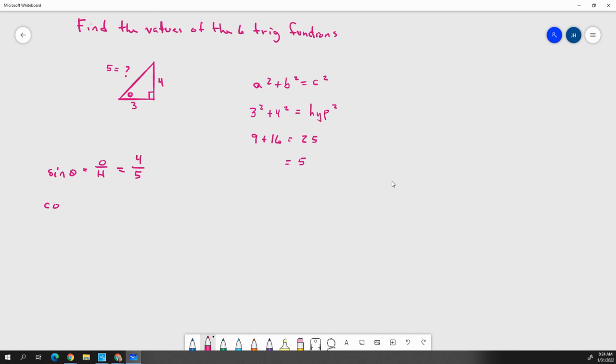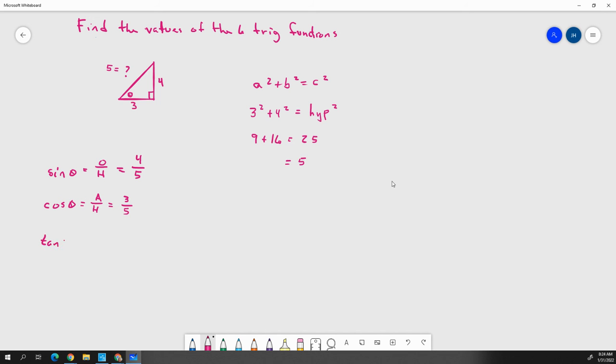Cosine, well, cosine has caught another hippie, so adjacent over hypotenuse. The adjacent one to this angle, right, is the one that's not opposite and is not the hypotenuse, right? It's the one that's connected to it, the other side of the angle, which is just 3 over 5.